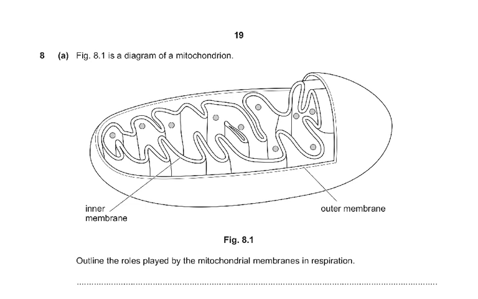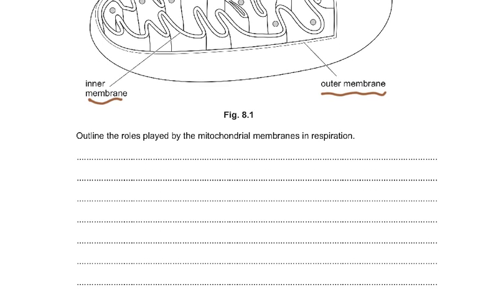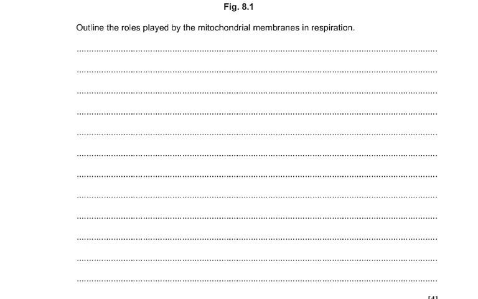We start question number 8. Figure 8.1 is a diagram of a mitochondrion, and you can see the labeling here. There's an outer membrane and an inner membrane. They expect us to revise this chapter well, and it says: outline the roles played by the mitochondrial membranes in respiration. So what are the roles played by mitochondrial membranes in respiration?